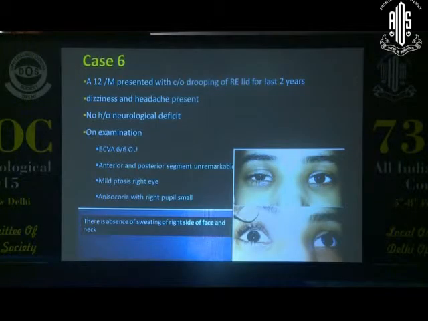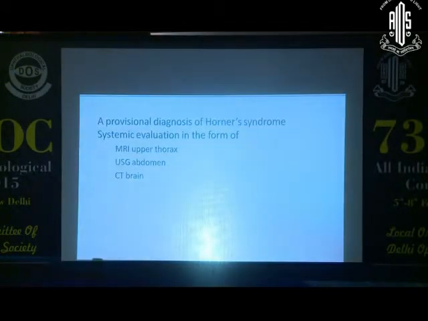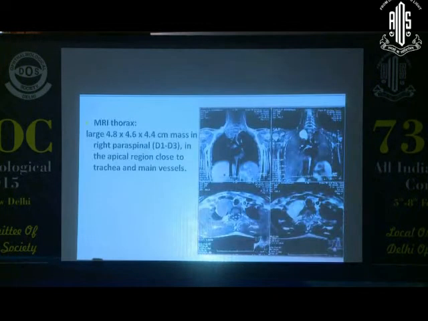So we also revisited the history and we realized that there was a history of absence of sweating of the right side of the face and neck. So we obviously made the diagnosis of Horner syndrome and we went ahead with the evaluation. This is what we found on MRI thorax. Just again the representative coronal and the axial images, T1 and T2. So this again shows a space occupying lesion in the right apical lung.